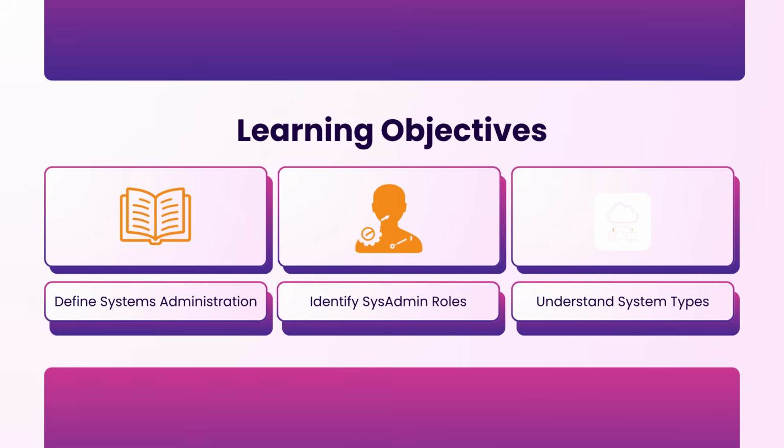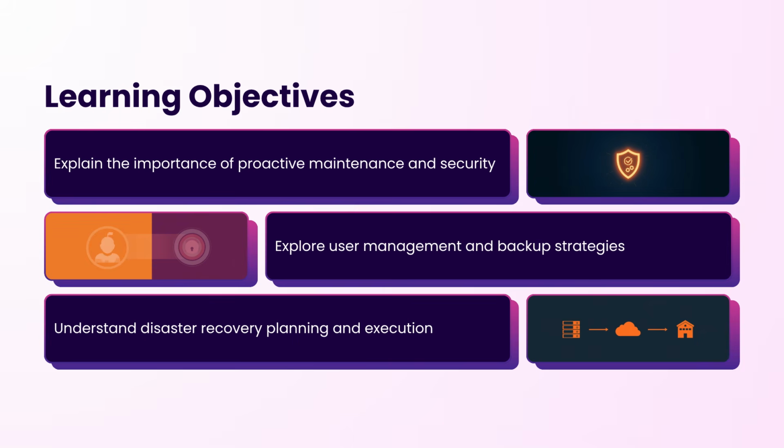Third, we'll look at the different environments, from physical servers in a room to the invisible cloud systems, like those used by Netflix or Spotify. Fourth, we'll talk about proactive maintenance, which is the art of fixing things before they break. Finally, we will touch upon the safety nets of IT, user management and disaster recovery. If you like solving puzzles and being the person everyone relies on, you're going to love this topic.